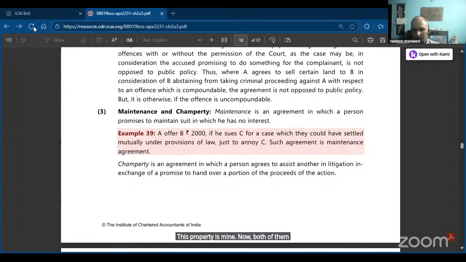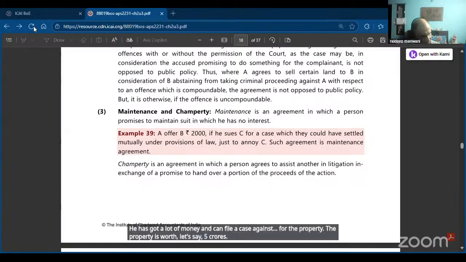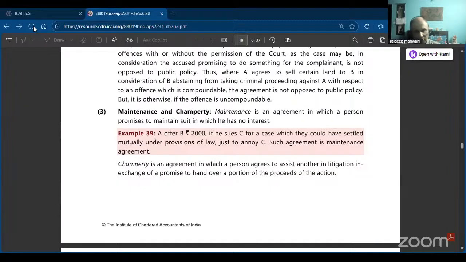Now Dhanush is a very rich fellow. He has got a lot of money and can file a case for the property. The property is worth, let's say, 5 crores. Correct? And he has hired a lawyer. He's going to pay that lawyer 30,000-40,000 per month. But Puneet is not so rich. But this Gangotri, she's very clever.